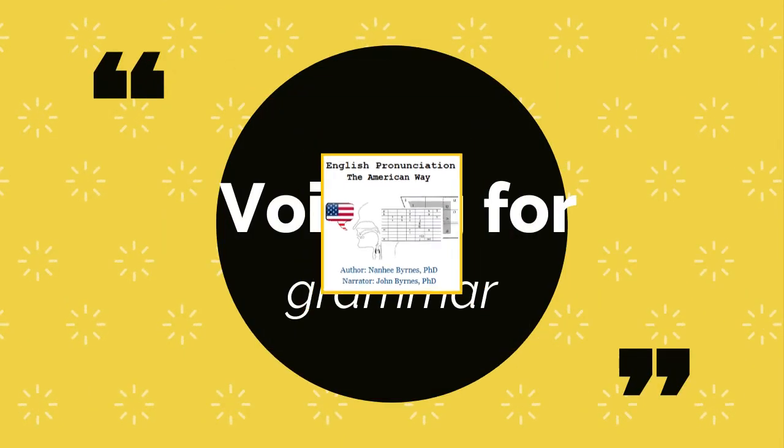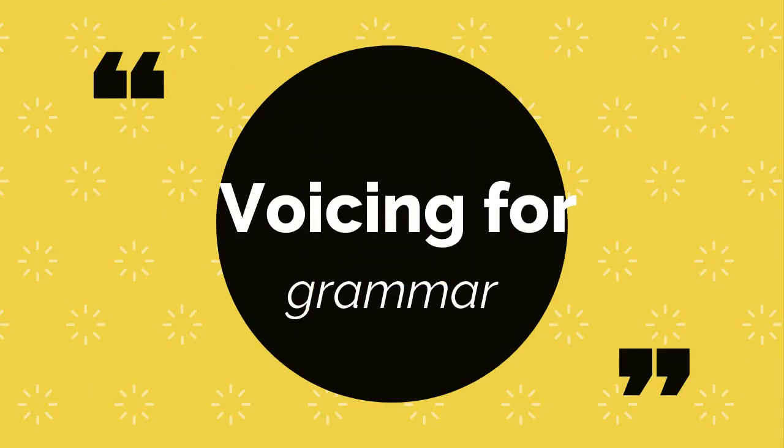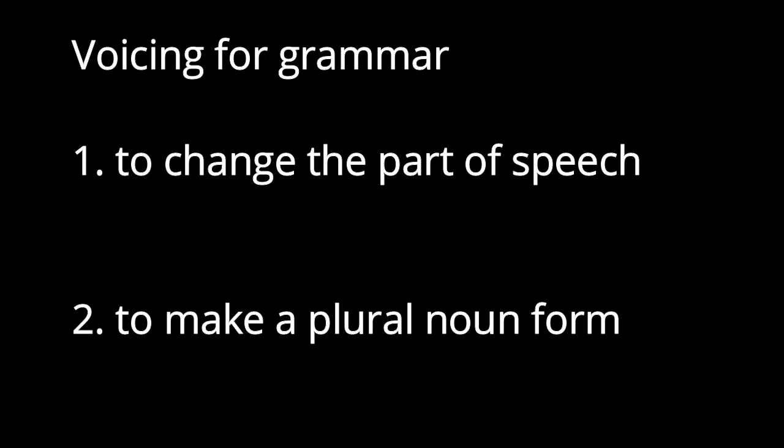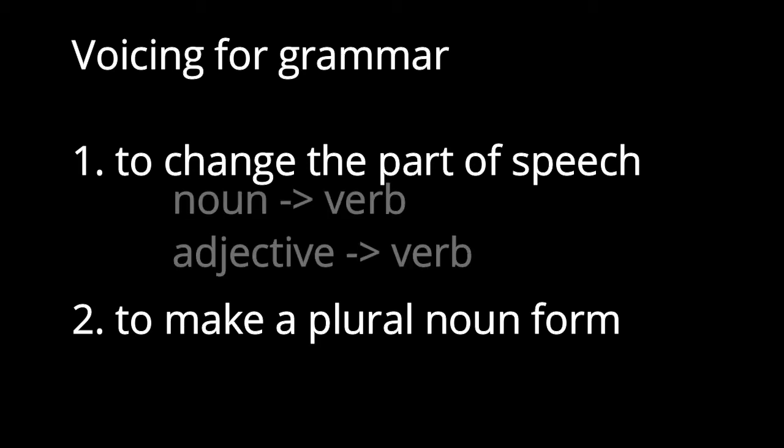Voicing for grammar. In the history of the English language, voicing was used for grammar purposes, such as to change the part of speech and to make a plural noun form. Regarding the change of the part of speech, voicing can change a noun into a verb or an adjective into a verb. From noun to verb. These are examples where voicing was used to make a noun to a verb.